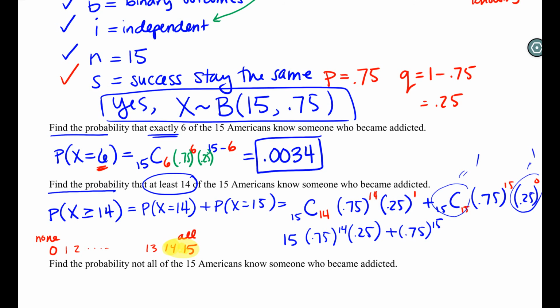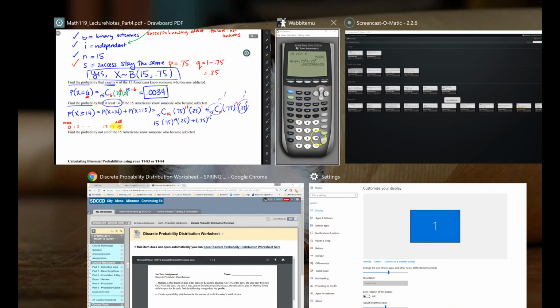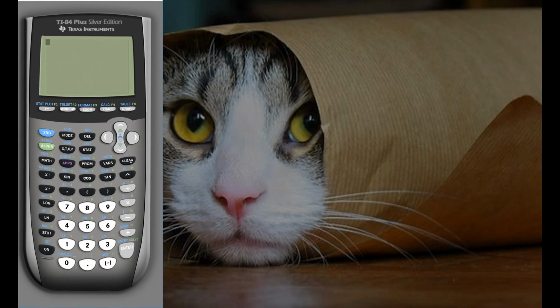You can just type these into your calculator and let your calculator do the work for you. So I'll try this out again in the calculator. So I would do these separately. If I didn't realize those shortcuts, I would do 15 choose 14. Oh, it's 15 times 0.75 to the 14 times 0.25. And again, I realize the 1 isn't necessary, but you can just type it exactly as you see it. So we got that probability, 0.0068, and we do the same thing for the other one.